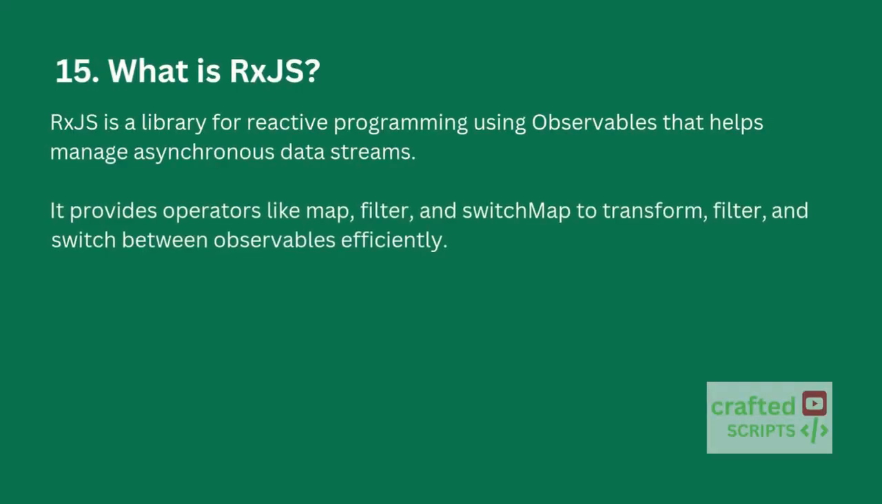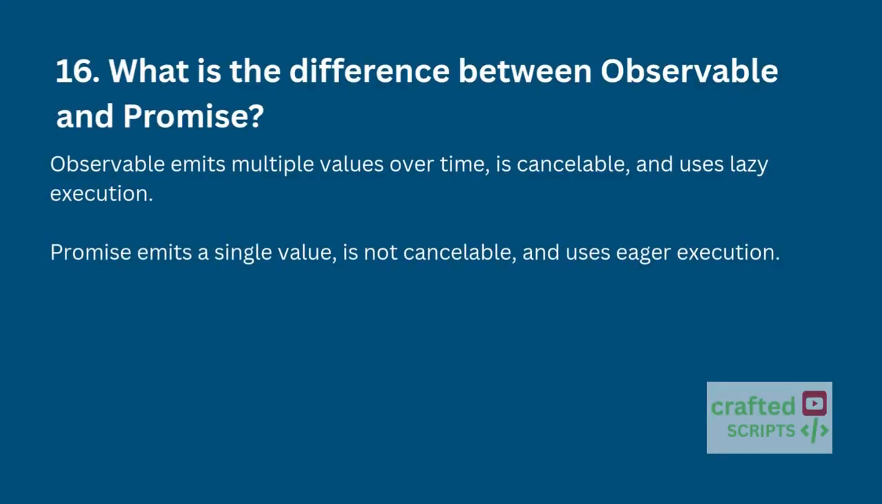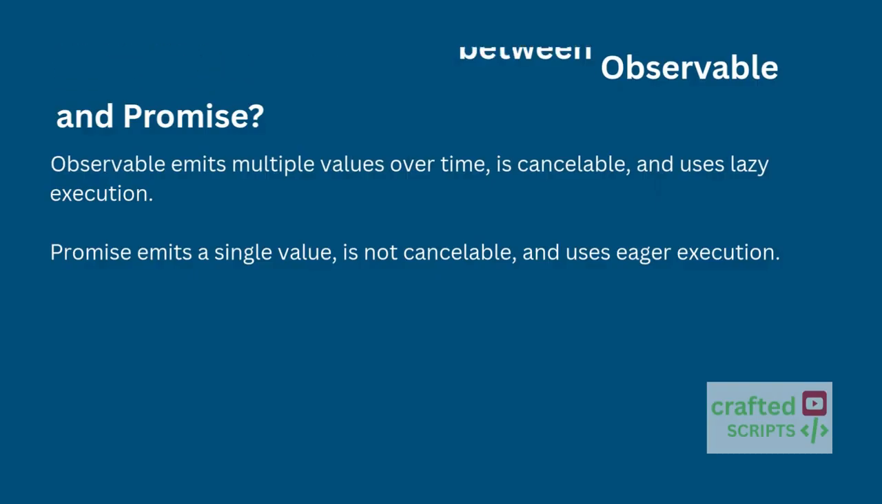Question number 15. What is RxJS? RxJS is a library for reactive programming using observables that helps manage asynchronous data streams. It provides operators like map, filter, and switchMap to transform, filter, and switch between observables efficiently. Question number 16. What is the difference between observable and promise? An observable emits multiple values over time, is cancelable, and uses lazy execution. A promise emits a single value, is not cancelable, and uses eager execution.